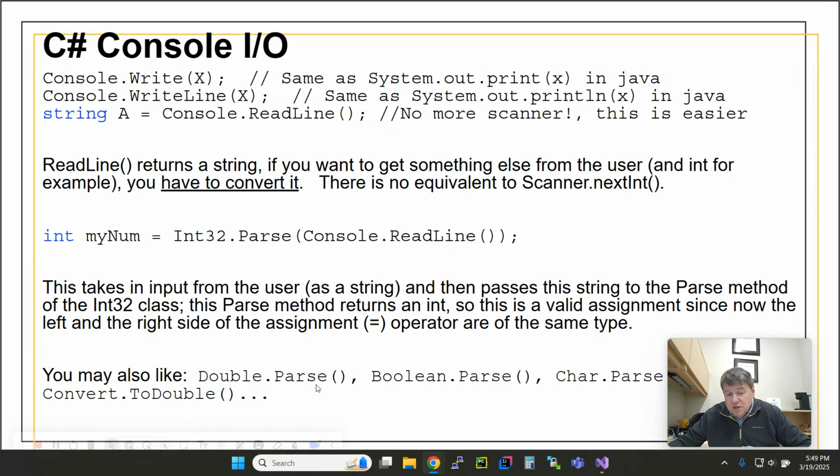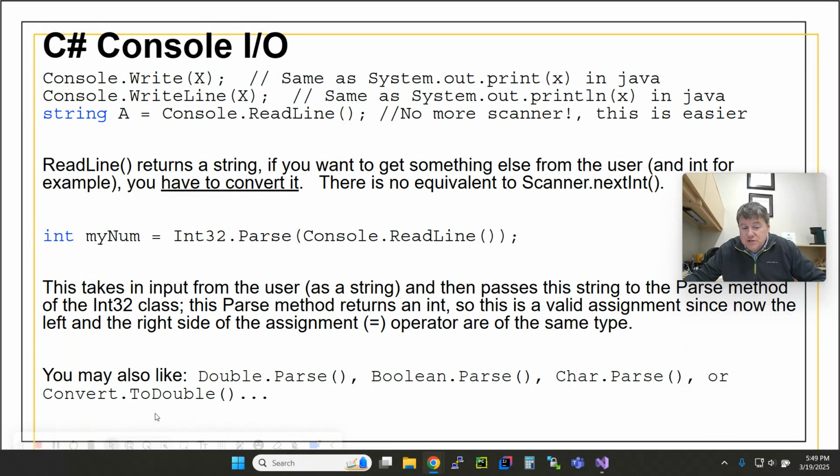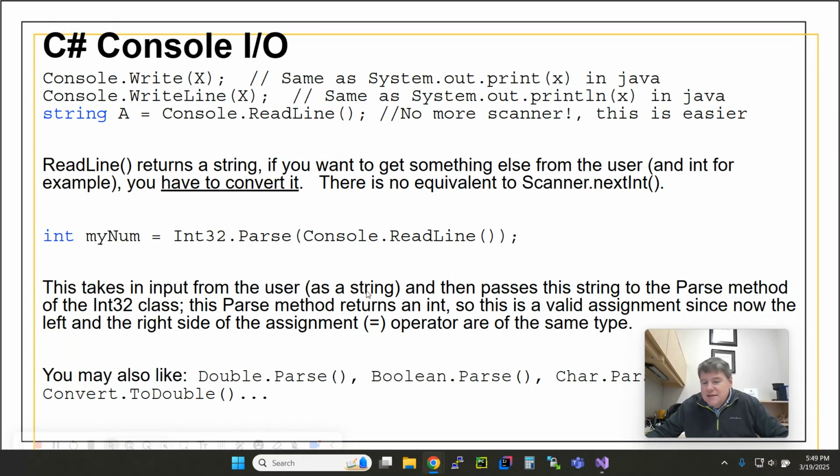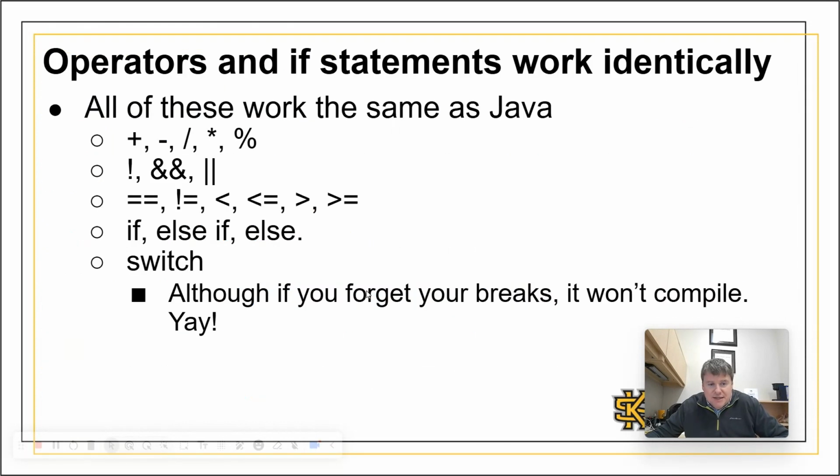Likewise, if you're trying to convert it to a double or a boolean or a character or any of the other ones, you can use the name of the class dot Parse, and that will pretty much get you to whatever type you want. But generally, you're going to do Int32.Parse or Double.Parse. Those are going to be the two most common ones. There is also a Convert.ToDouble or Convert.ToInt32, which will allow you to convert things. It's just a different way of doing it, and it does the same exact thing. Okay, so that's input and output. A little bit different. You got to remember console.write instead of system.out.println, but really not that bad.